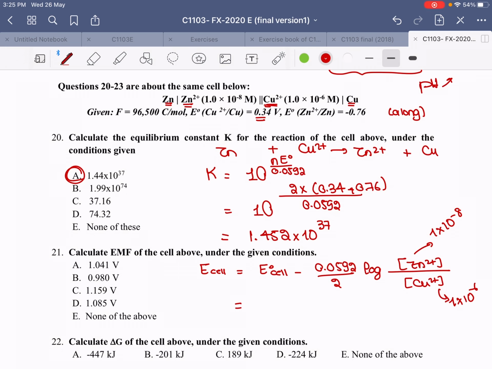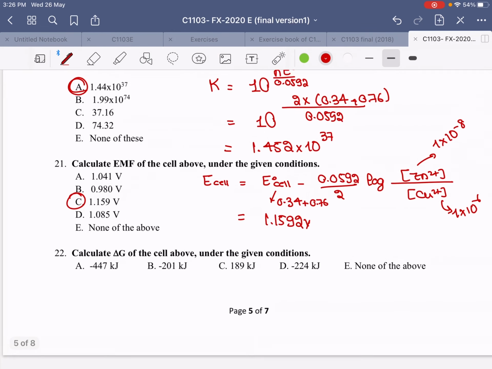And the E0 of the cell I got here is 0.34 plus 0.76. So simply solve this. 1 times 10 to the power negative 8 divided by 1 times 10 to the power negative 6. Okay, log the answer times 0.0592 divided by 2, negative of the answer, plus 0.34 plus 0.76. You get an answer of 1.1592 volt. I am doing the calculation at the same time as I solve.